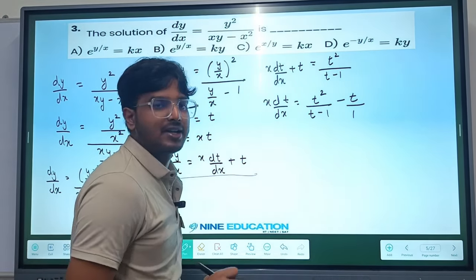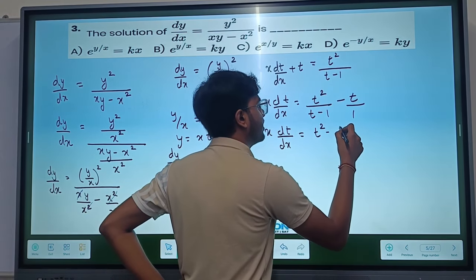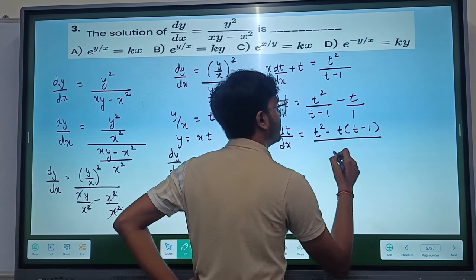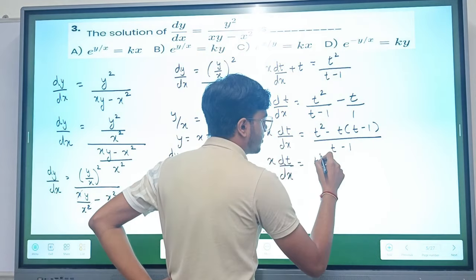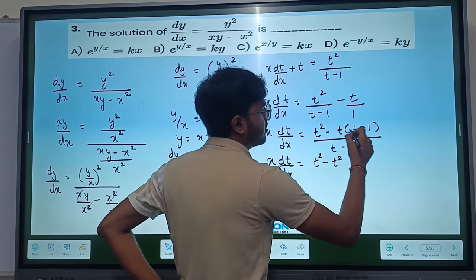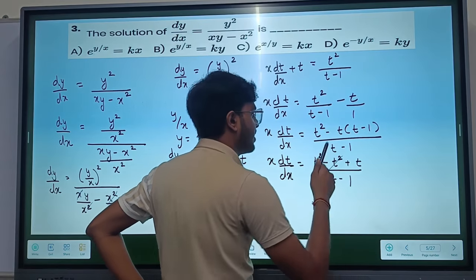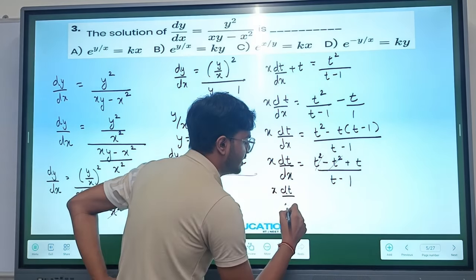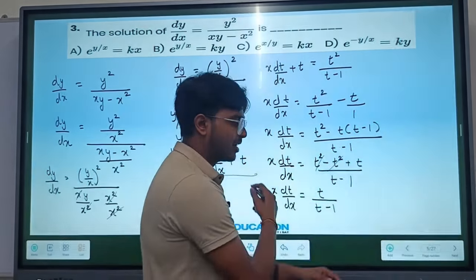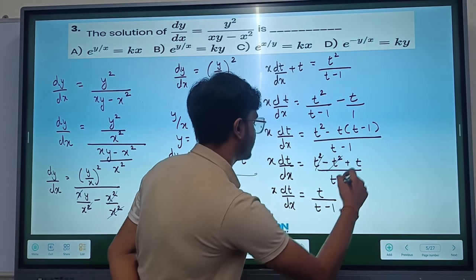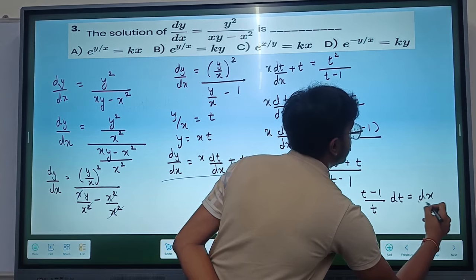Now minus t by 1. If I take the LCM of t minus 1 and 1, the LCM would be t minus 1. So x dt by dx equal to t square minus t times (t minus 1) divided by t minus 1. So x dt by dx equal to t square minus t square plus t divided by t minus 1. The t square cancels. So what do we get? x dt by dx equal to t divided by t minus 1. Let's interchange them, the variable separable method. t minus 1 and t go this side, dx and x come this side. So (t minus 1) by t dt equal to dx by x.